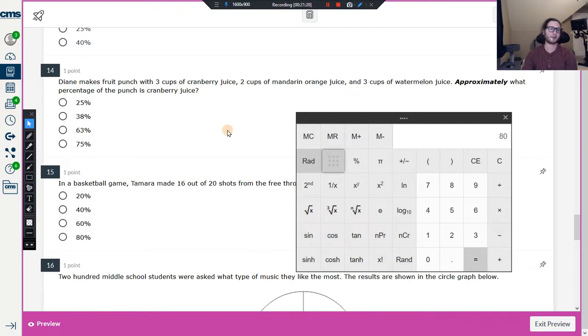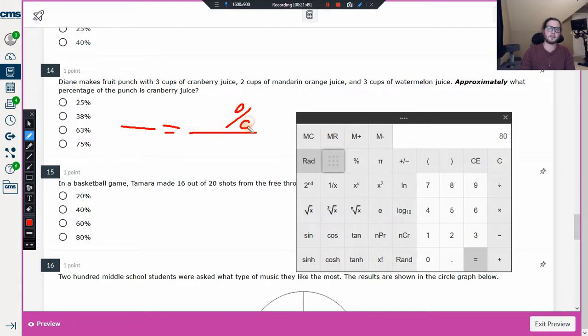For number 14, this problem says Diane makes fruit punch with 3 cups of cranberry juice, 2 cups of mandarin orange juice, and 3 cups of watermelon juice. Approximately what percentage of the punch is cranberry juice? So they didn't outright give us a total. What we have to do here is a little tricky.